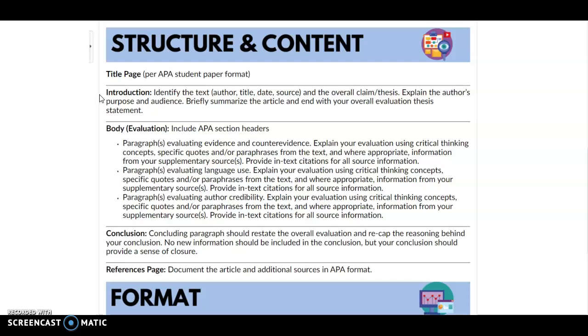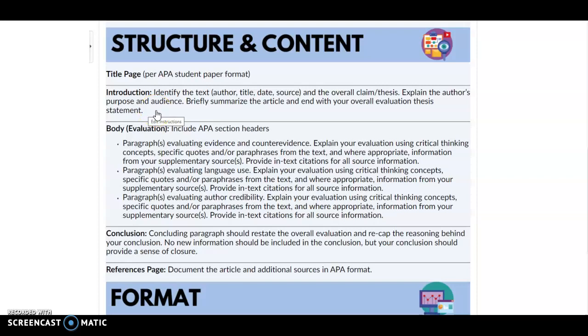It asks you to identify the text, and then identify the overall argument, explain the author's purpose and audience, and summarize the article. You are ending with a thesis statement, which is similar to what you've done before, but the thesis statement for this assignment is going to be very different from the first unit and the third unit. In those units, I was asking you to respond. I was asking you how you could relate to the topic, and what your opinion was, and whether you agreed or disagreed. For this particular paper, we are not asking your opinion.